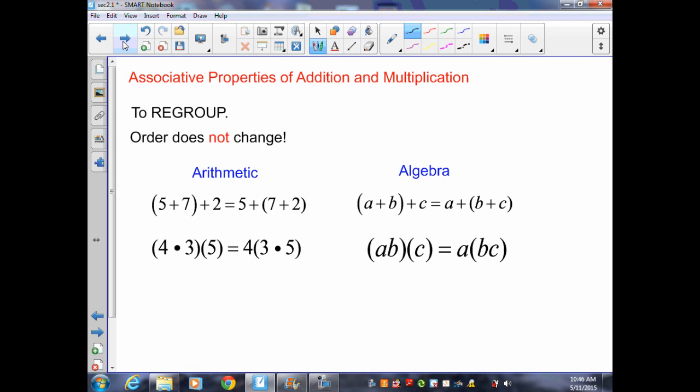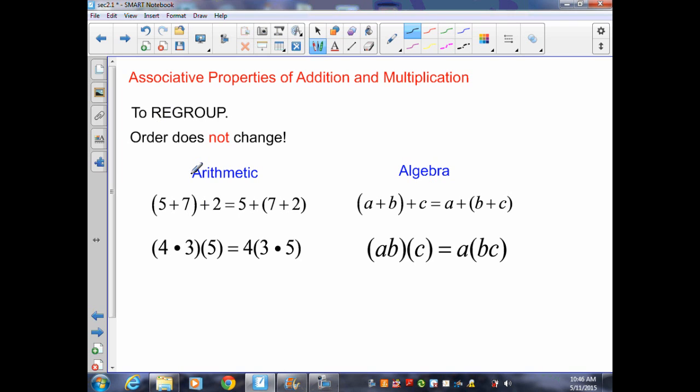Our next operation is the associative property. The associative property is for addition and multiplication, and that is to regroup. Notice when I do the associative property, the order does not change. That is very important, because if the order changes, it's commutative property. Regrouping is purely for the associative property.